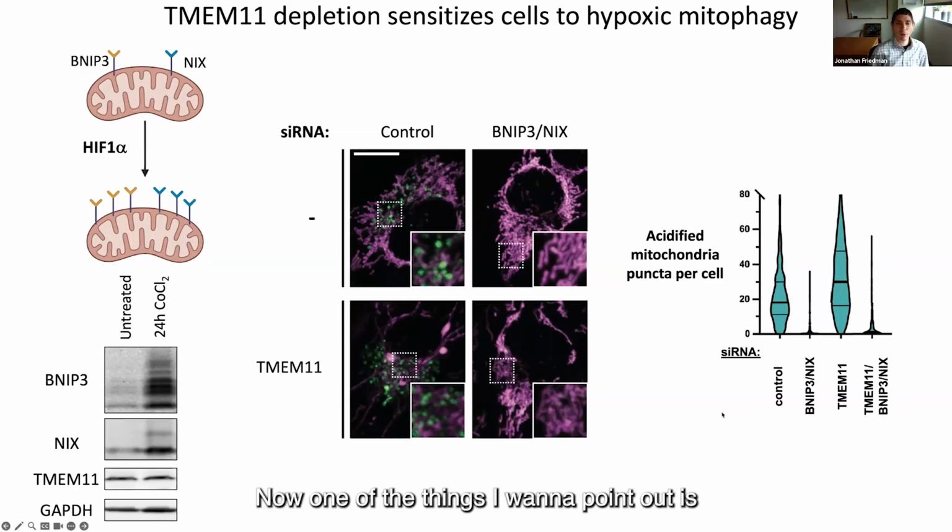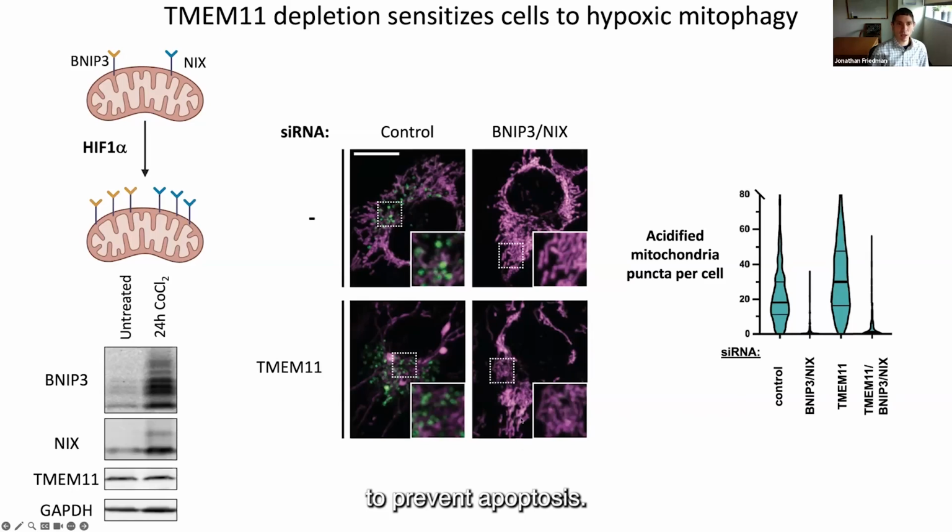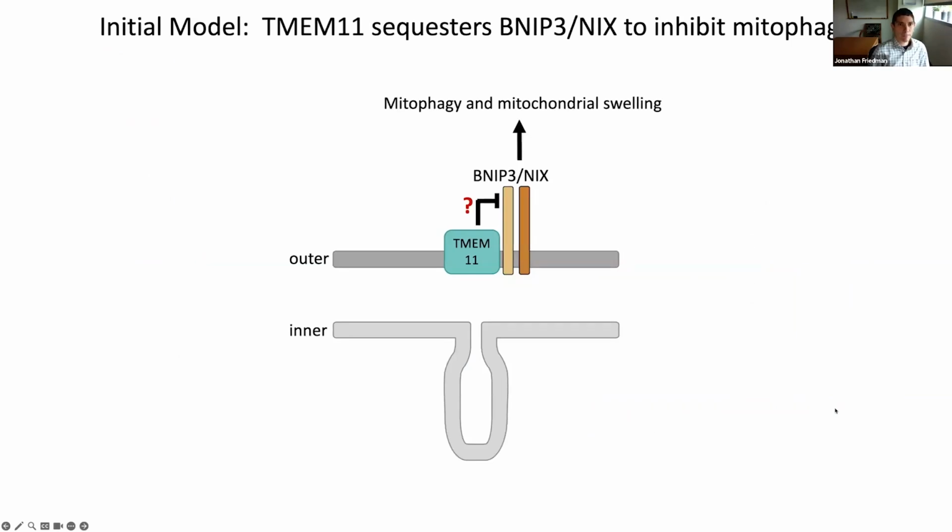Now, one of the things I want to point out is that if you deplete BNIP3 and NIX under cobalt chloride treatment, the cells will actually die unless we simultaneously treat with a caspase inhibitor to prevent apoptosis. And so, the mitochondria here, they don't look quite normal, but they become tubular in nature. We both fix this swelling defect and then again prevent this mitophagy.